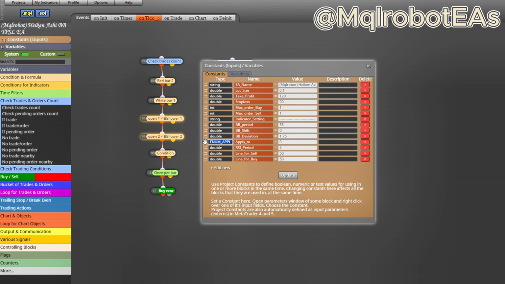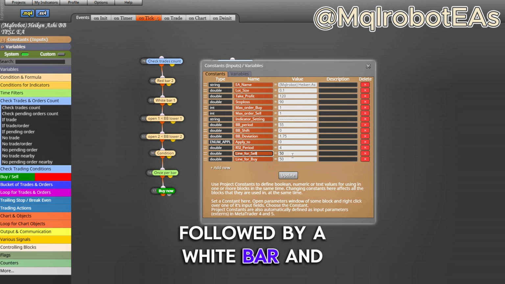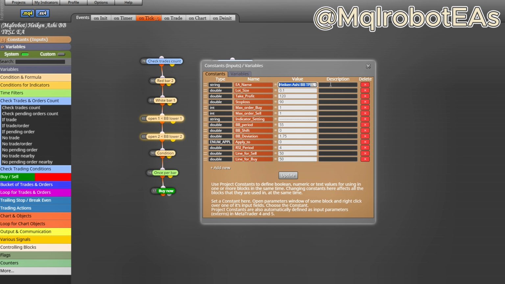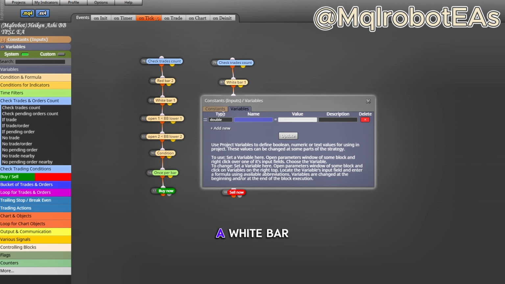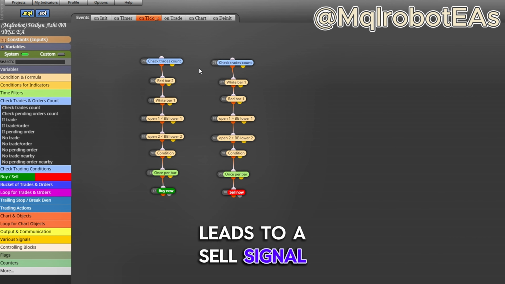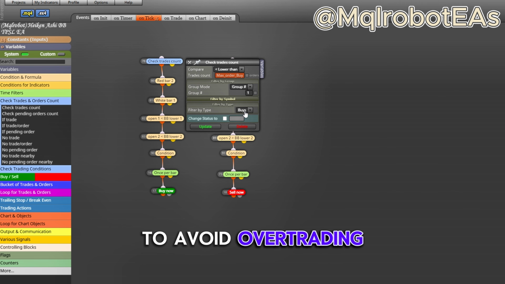Buy condition. When we detect a red Heiken Ashi bar followed by a white bar, and both recent opens are below the lower Bollinger Band levels, a buy signal is triggered. Sell condition. The logic is reversed. A white bar followed by a red bar, with opens above the upper Bollinger Band, leads to a sell signal. Each trade is executed once per bar to avoid overtrading.